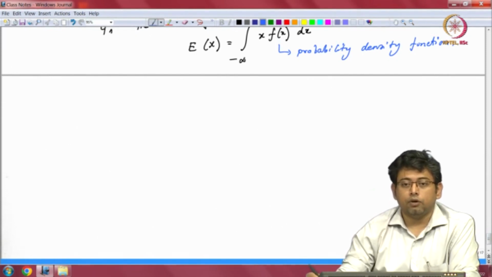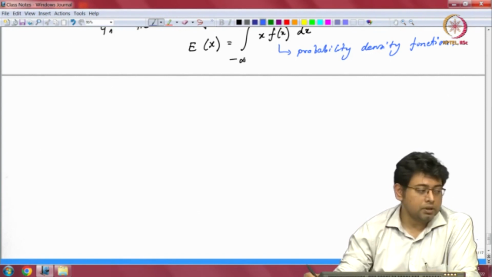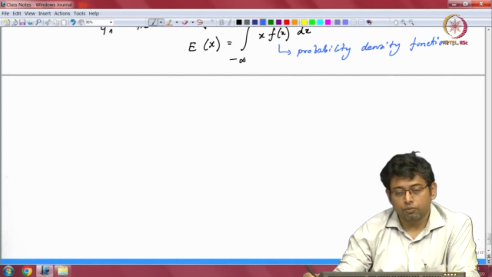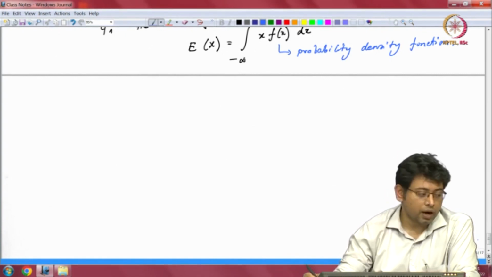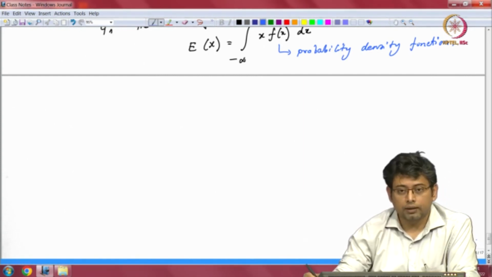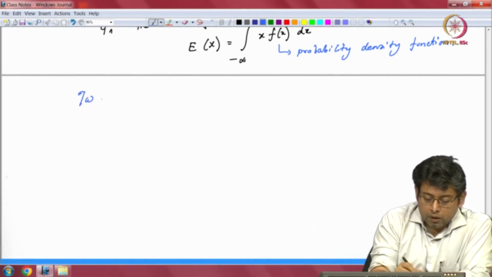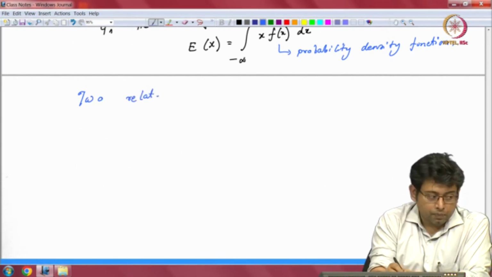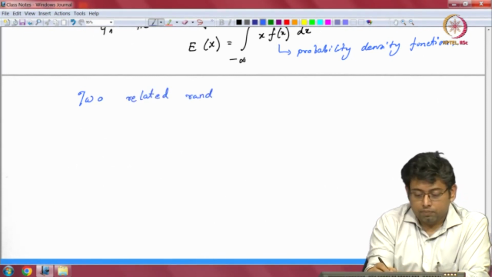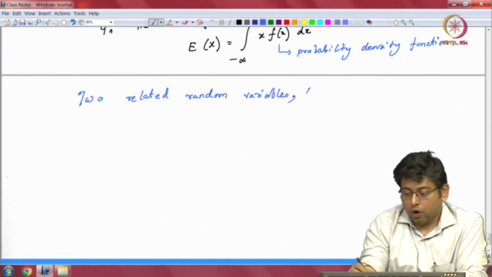Now, you can extend this idea to two related variables x and y. If you have two related variables, then we are going to define what is known as the joint probability mass function, and from the joint probability mass function we are going to define a function called covariance, and we will see how correlation is related to that. So, let us say you have two related random variables which we will call x and y.